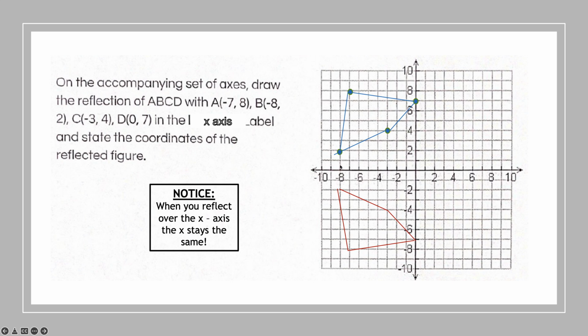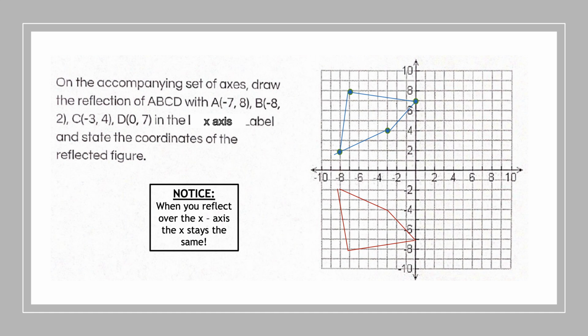I'm going to count down 2 more. This point, down 8 more. This point, down 4 more. This point, down 7 more. In other words, literally, you could count them. Starting here, 1, 2, 3, 4, 1, 2, 3, 4. And in each place you make a mark and then you connect the dots and you have your reflection over the x-axis.